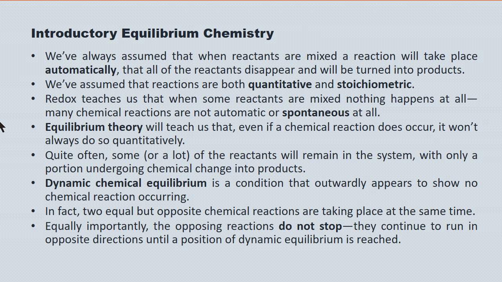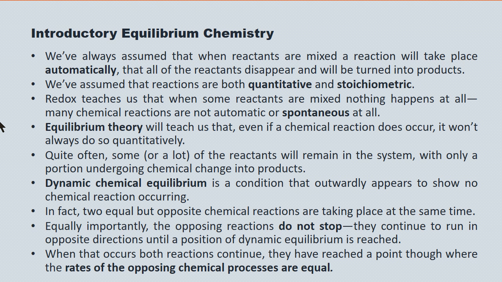Equally importantly, even if you reach dynamic equilibrium, these two opposing reactions do not stop. They continue to run in opposite directions. It's just that they're running at the exact same rate. And that's central to equilibrium theory. The reactions have reached a point where the rates of both what we call the forward reaction and the reverse reaction are equal.